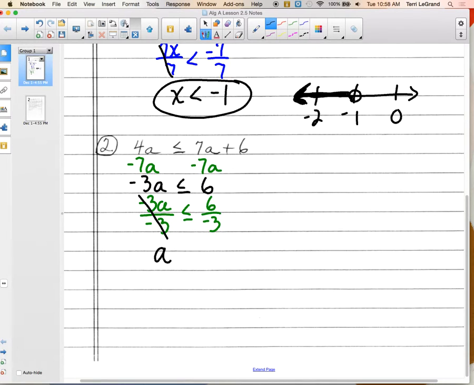We have A. Do we switch the symbol? Yes, because we divided by a negative number. We divided by a negative, so we want to make sure we don't forget to reverse the symbol. 6 divided by -3 is -2. Okay, A is greater than or equal to -2. What do we do next? Graph it.